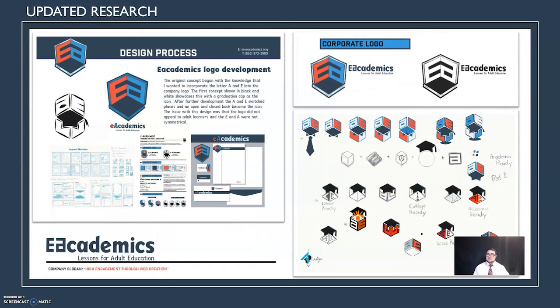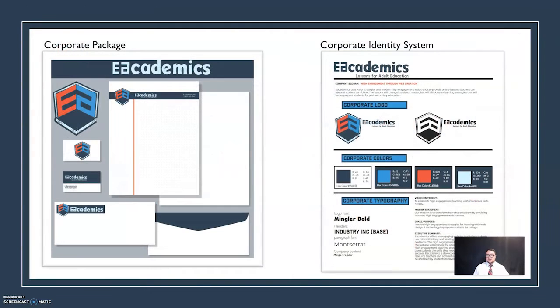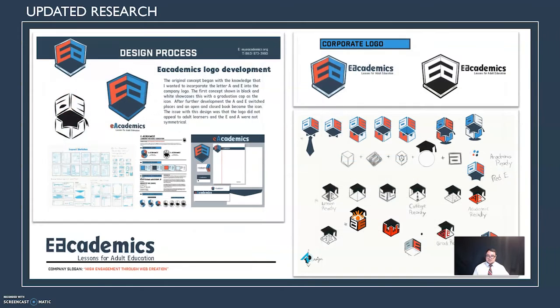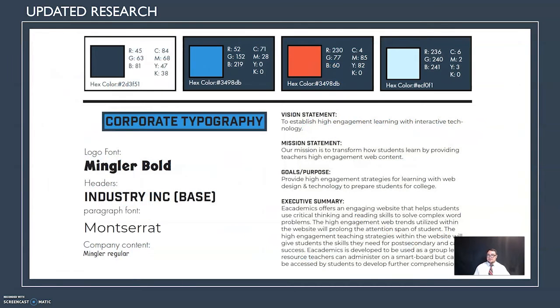Following that, we have the design process. Now, on the left-hand side over here, you can see that Eacademics didn't always look exactly the way that it does now. At first, we had the E and the A as shown right here, but we found that look to be a bit more childish. Now, adult education has a lot of adults as well as younger students, so we needed to make something that would seem a bit more mature. So we changed that to look as seen right here on the Eacademics corporate package. Now, following this, we have a close-up of that Montserrat font I mentioned before.